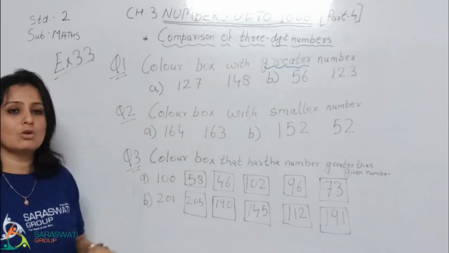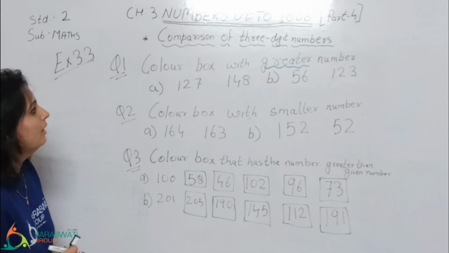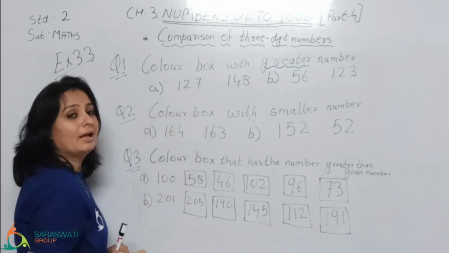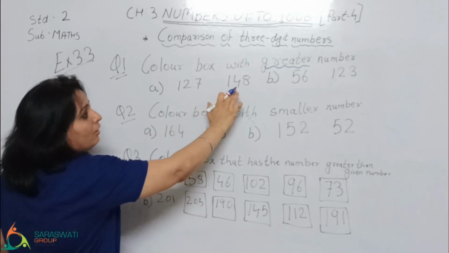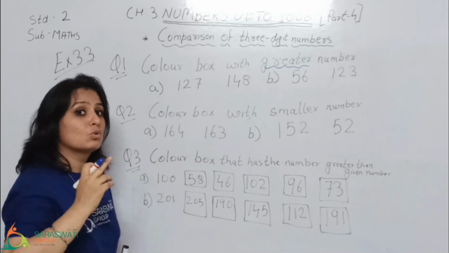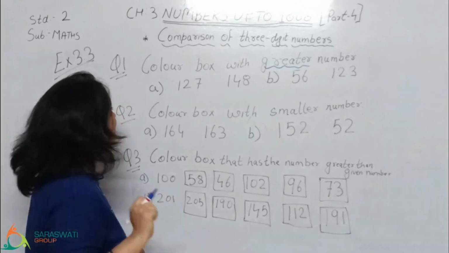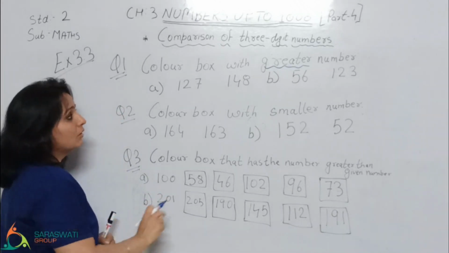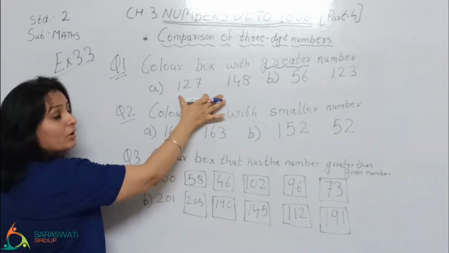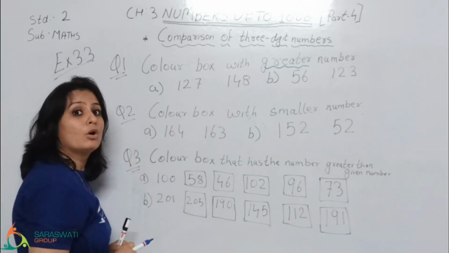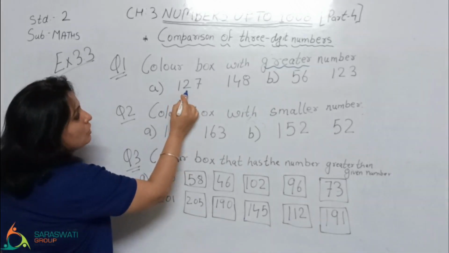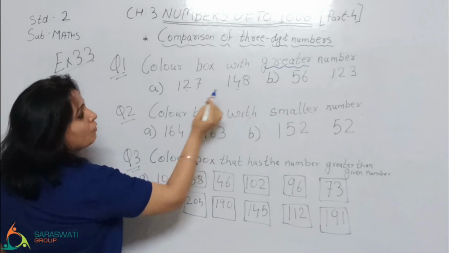So, let me first solve the A. In A, there are two numbers given, 127 and the other number is 148. So, both are 3 digits number. So, we will start comparing. So, first let's start comparison from hundreds place. You can see at both hundreds place there are 1. So, we will move on to comparing at tens place. In tens place, here it is 2 and here it is 4.